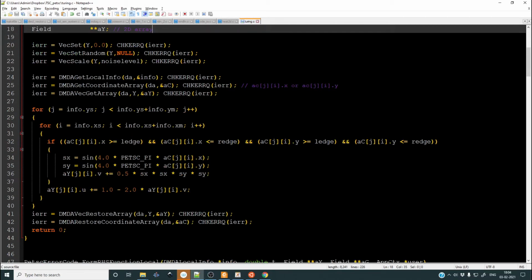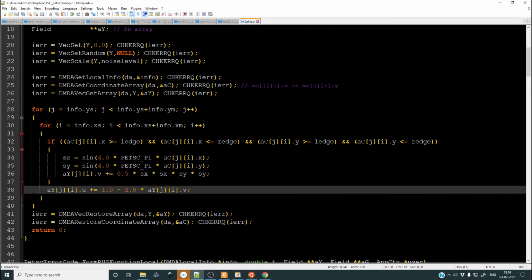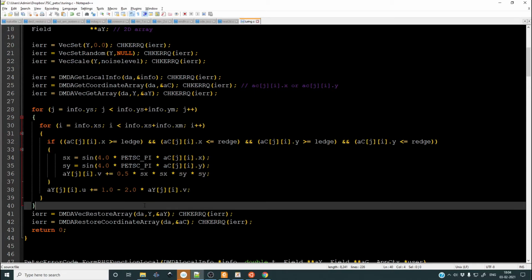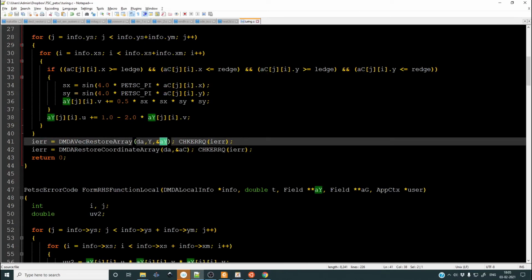In this case, it is gonna be sine 4 pi x squared times sine 4 pi y squared times half, and you're gonna sum it over all the domains. That's like not the domain but the strip. While for u, you're gonna simply do 1 minus 2 v. So that is the initial condition for u. So with the help of this, you can create some perturbations in the initial condition. Lastly, you must restore both the coordinate array and the unknown array, that is u and v.